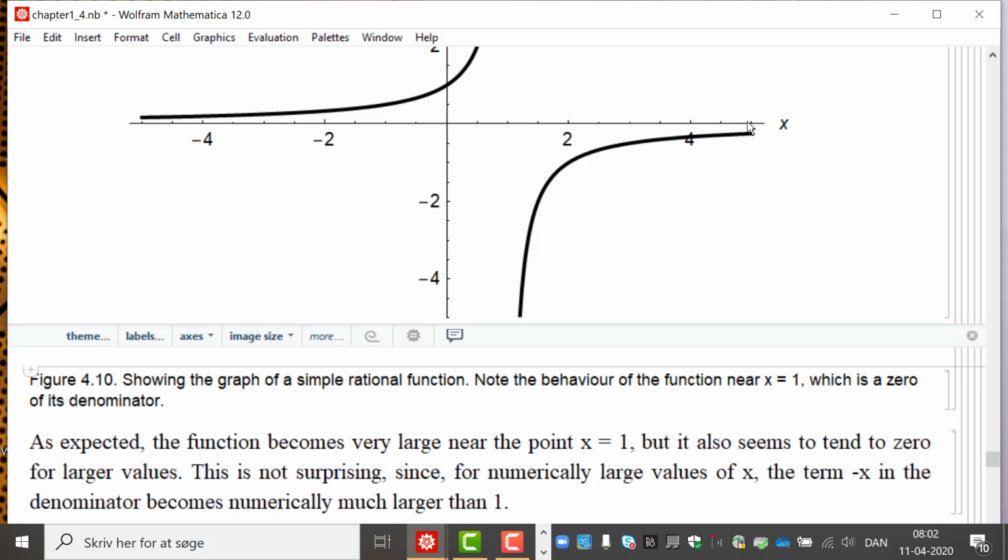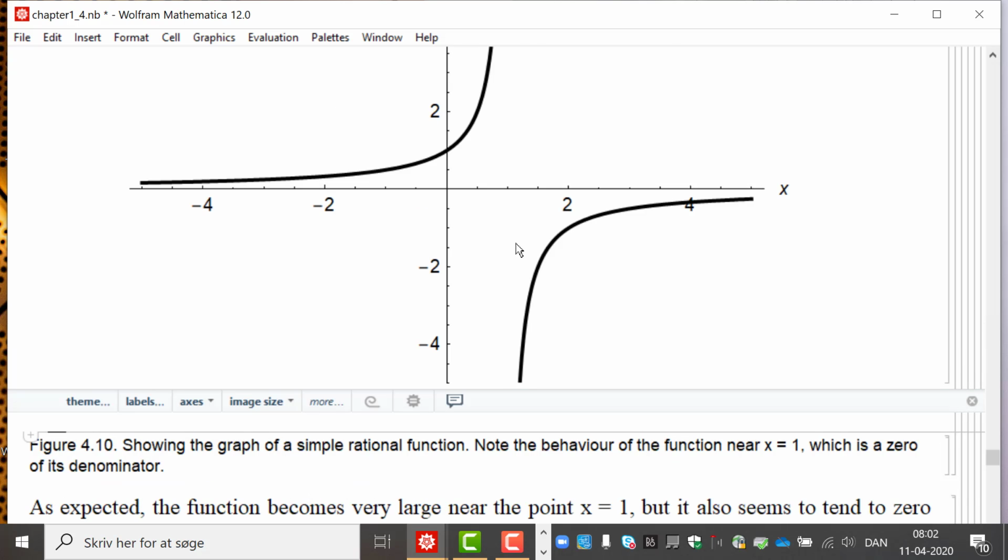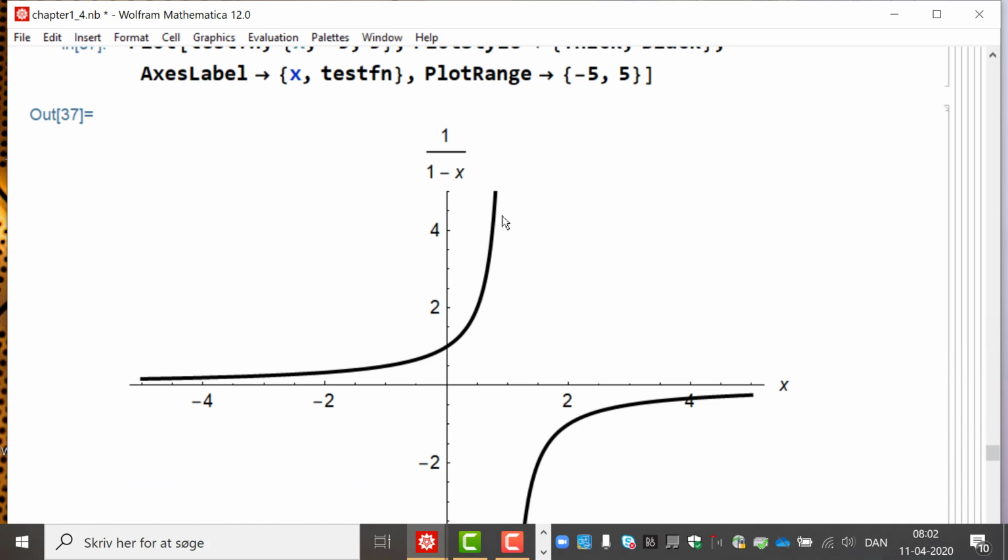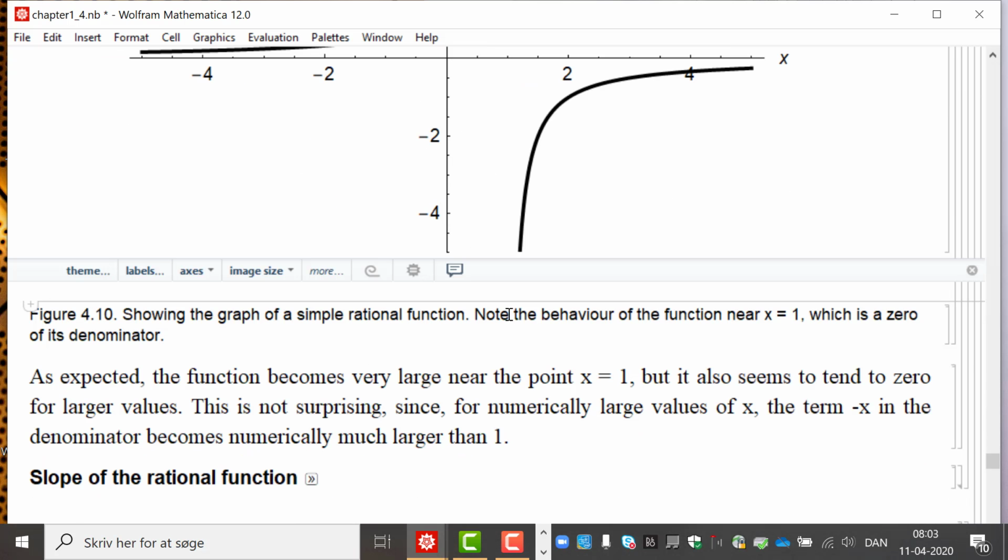Sorry, what am I talking about? And near the value x equals 1, we can see that the function has a discontinuity. The function becomes very large near the point x equals 1, but it also seems to tend to 0 for larger values. And this is not surprising, since for numerically large values of x, the term minus x in the denominator becomes numerically much greater than 1.